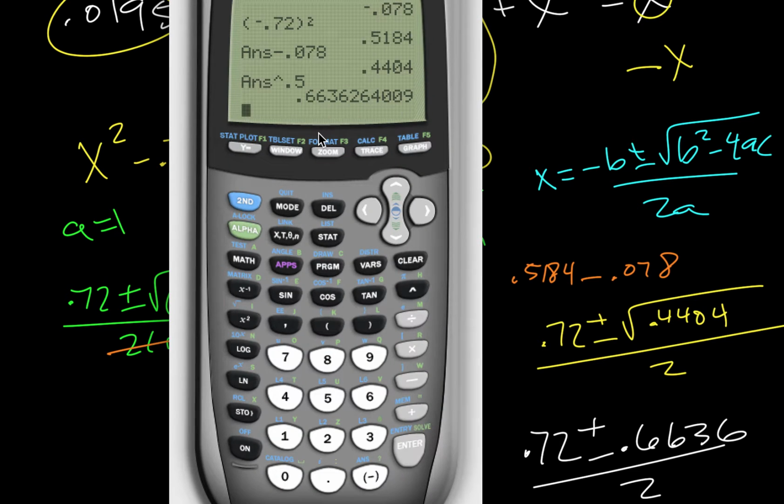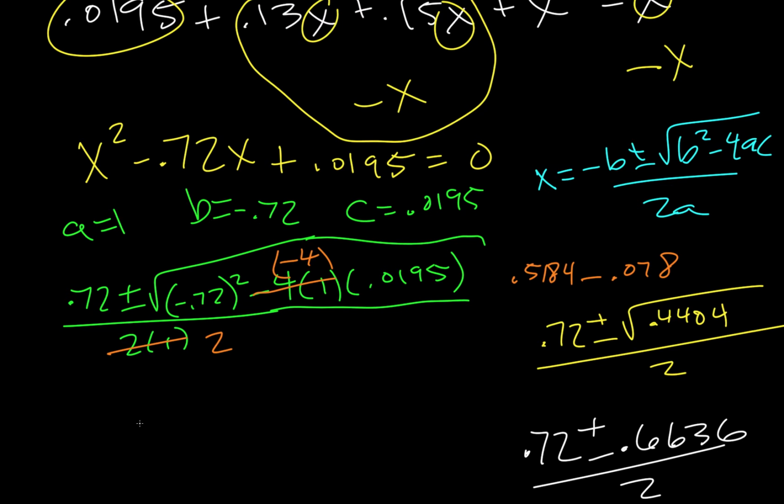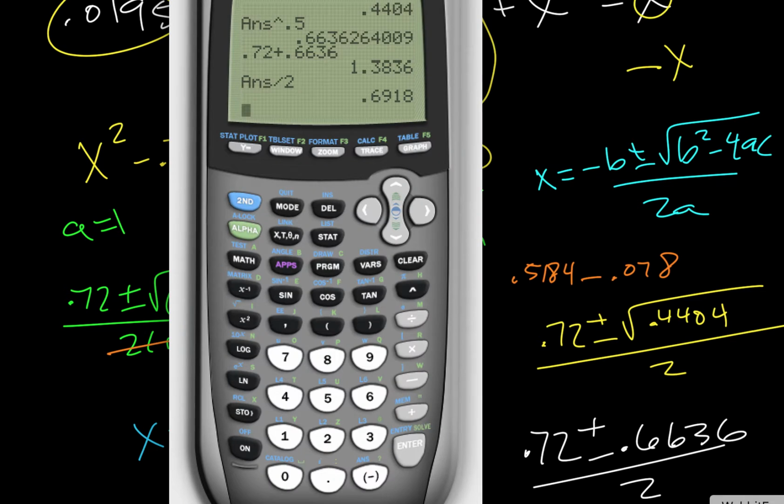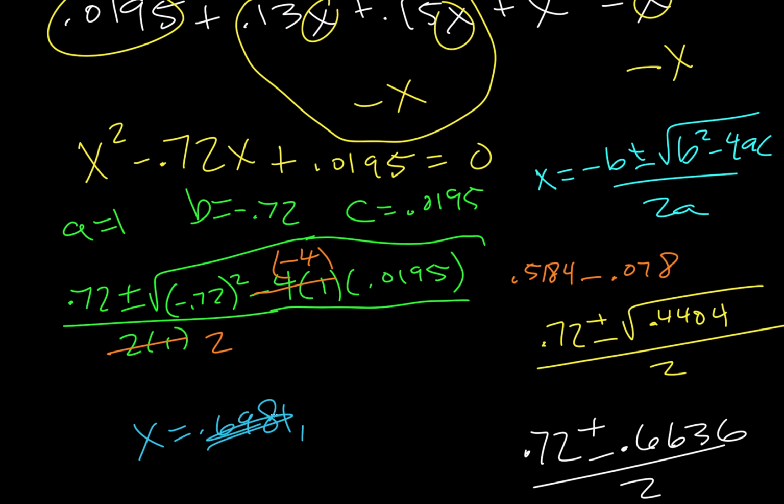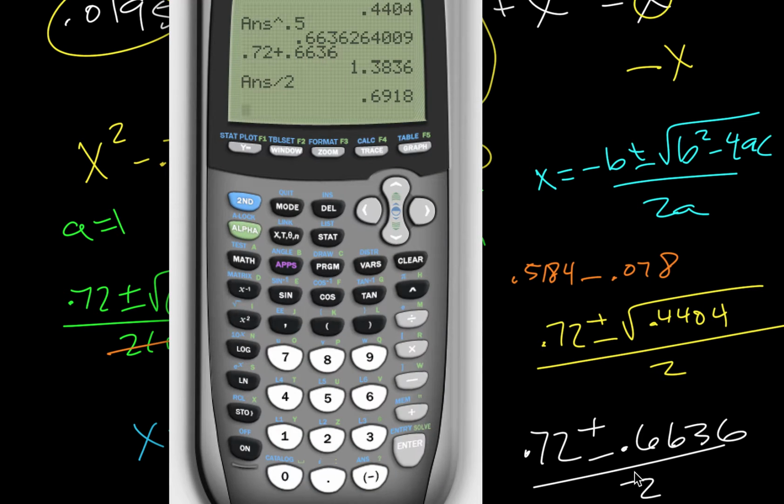So going back to the calculator, we do 0.72 plus 0.6636, enter, divide by 2, we get 0.6981. And then we do the minus one, so 0.72 minus 0.6636, enter, divide by 2, we get 0.0282.